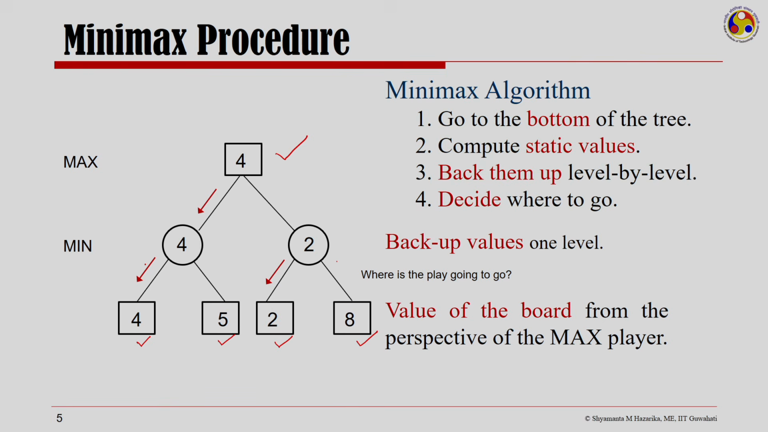Number one, we should just get to the idea of what the minimax algorithm is. What did we do? We went to the bottom of the tree, we computed the static values using some evaluation function, and then backed them up level by level, and at one level we were at the root. At that point we were able to decide where to go. So, we extracted the best move.